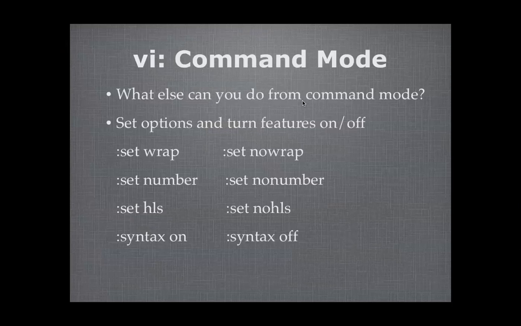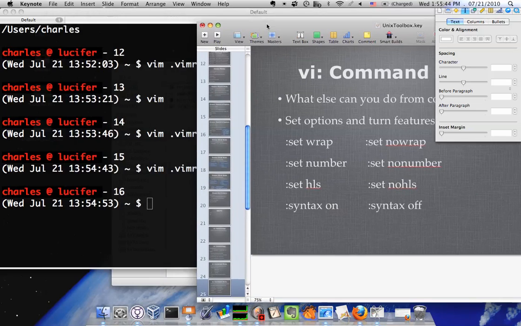So you can also do a couple of other things from command mode. When you first look at Vim, you kind of have this mentality like, wow, this is really primitive technology. It's just a plain text editor. It can't do anything. Well, there are a lot of different features of Vi. You just have to turn them on. And so the command mode can help you turn on and off different features. So you can set line wrapping using set wrap or set no wrap. You can turn on or off line numbering. You can turn highlighting on and off. You can turn syntax coloring on and off. So just to show you a couple of these examples.